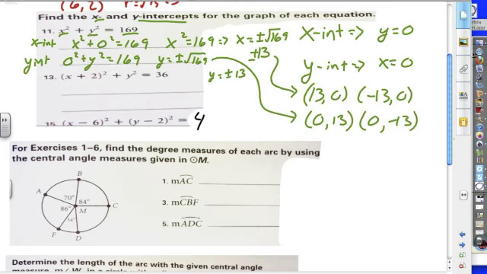So if their center's at the origin, your intercepts are all going to be pretty much the same. You're going to have whatever that radius length is, positive, negative, and then zeros. Now, notice on 13 and 15, they change things up a little bit. They give you a different point not at the origin.